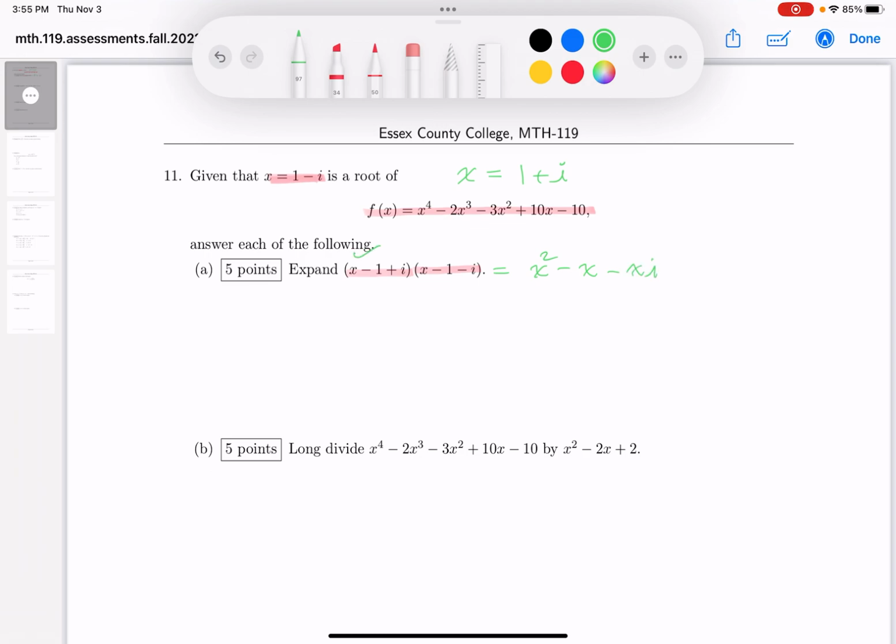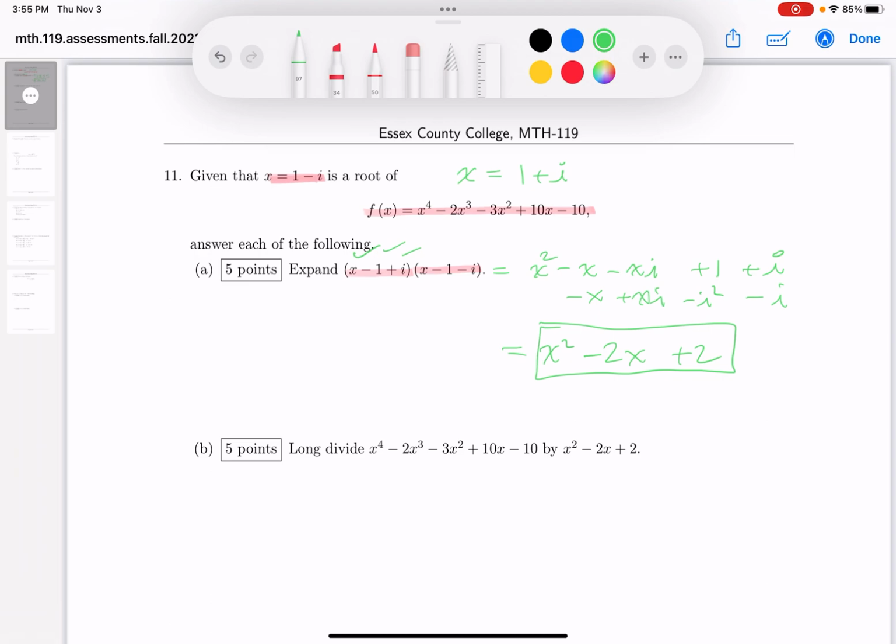Then you're going to get what? Well, distribute the minus 1 across now. You get minus x plus 1, plus i. And now you're going to distribute the i across. You're going to get plus xi minus i squared. Combine it all together. What do you get? x squared minus 2x. The xi's disappear. And minus i squared is going to be plus 1, so you get plus 2.